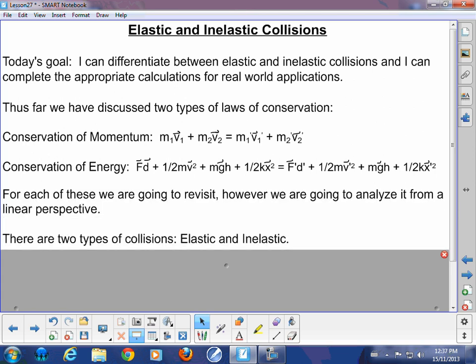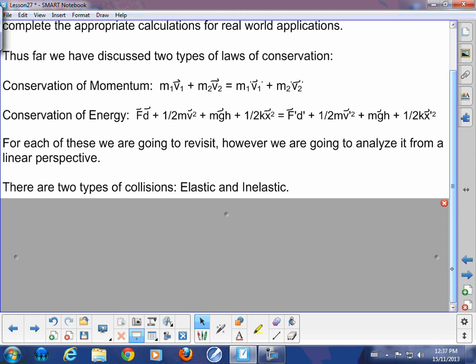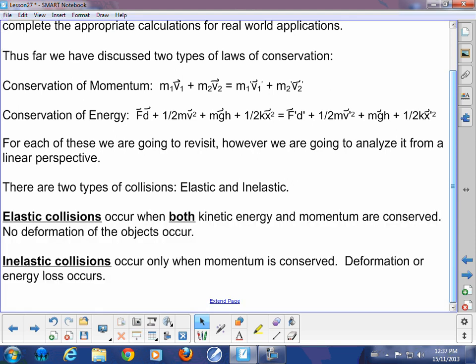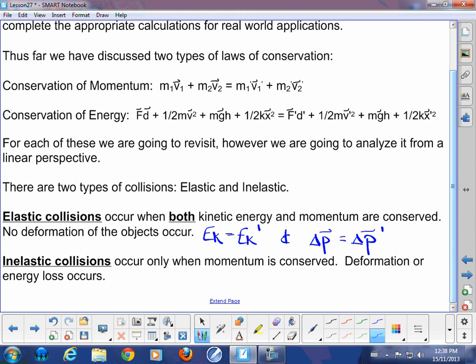So there are a couple of things we're going to revisit here. There are two types of collisions that we're worried about, and it's the goal of this particular lesson: elastic and inelastic. So here you have the definitions in the note. Elastic collisions occur when both kinetic energy and momentum are conserved. In this scenario, the kinetic energy prior to collision is equal to the kinetic energy after collision, and our momentum is also conserved. So our total momentum before is equal to our total momentum after.